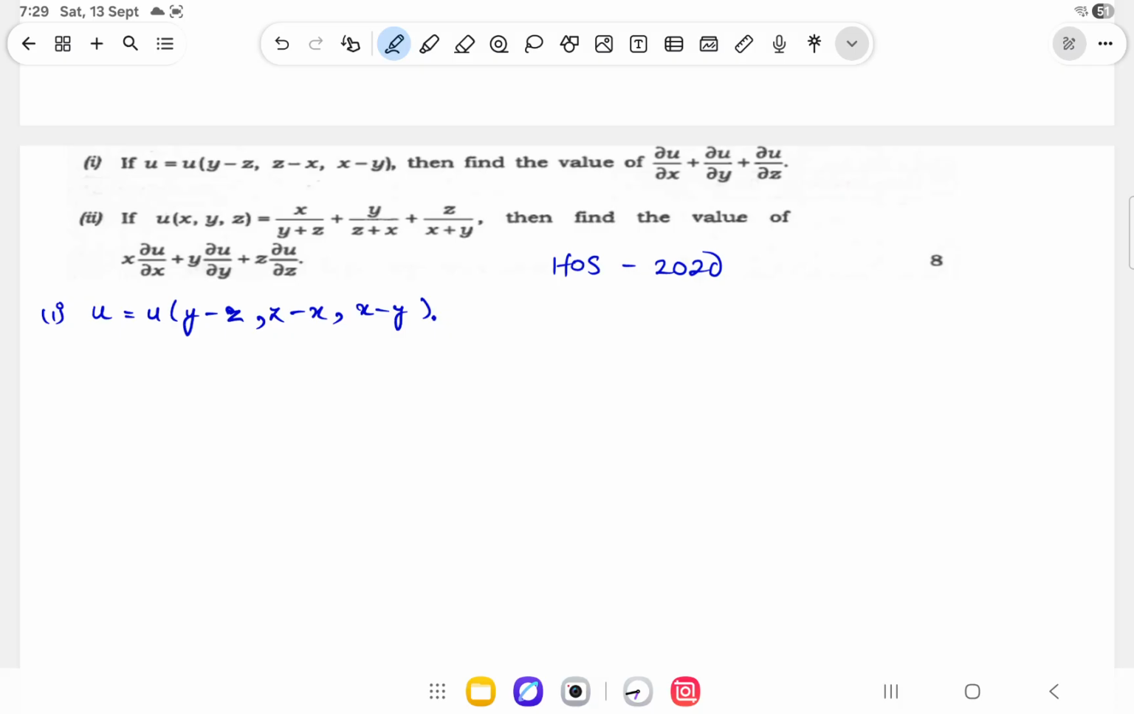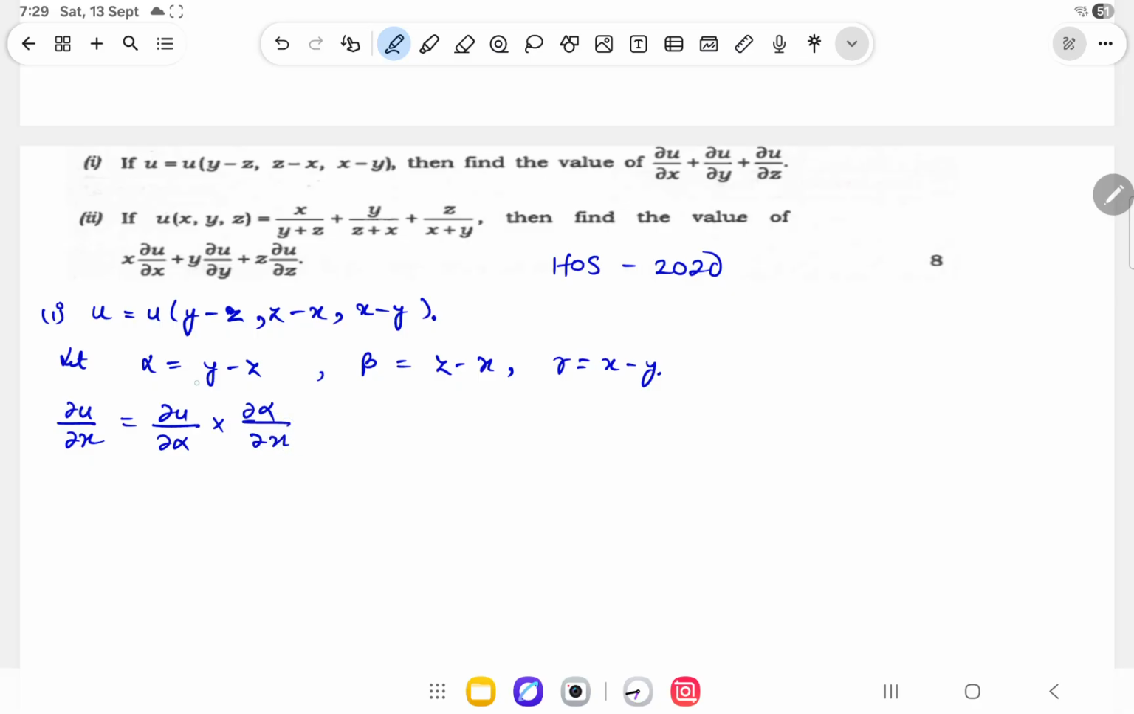So what we can do is basically name them. Let us assume that alpha is equal to y minus z, beta is equal to z minus x, and gamma is equal to x minus y. So if I find del u by del x, it will be del u by del alpha into del alpha by del x, because u is a function of these and they are functions of x, y, z. So it will be del u by del beta into del beta by del x plus del u by del gamma into del gamma by del x.